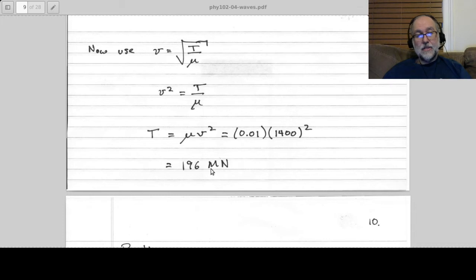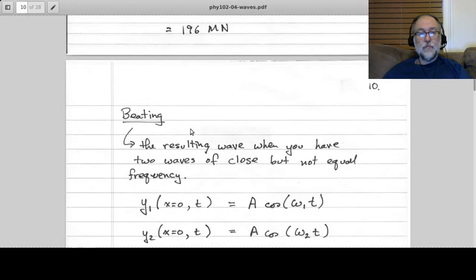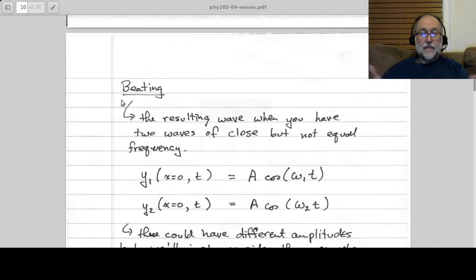Mega is 10 to the 6. So if you actually work this out on your calculator, you're going to find that it turns out to be 196 million. And of course, a tension is a force, so it's newtons. So 196 million newtons can also be written as 196 meganewtons. So don't forget, mega is 10 to the 6. There we go. That's the story with standing waves.